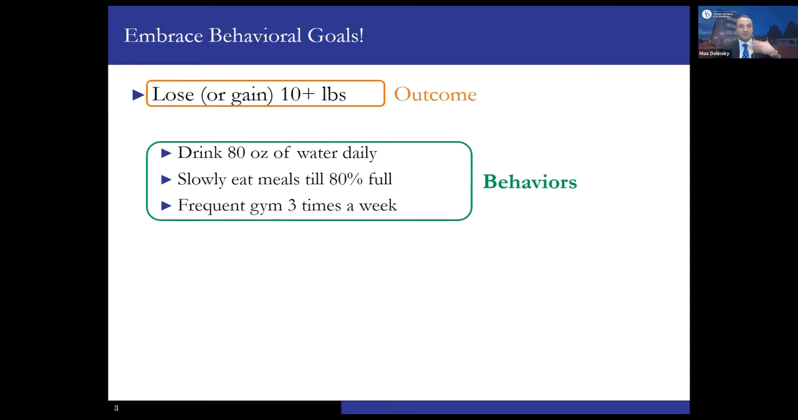So for example, we would have: drink 80 ounces of water every day, eat my meals slower and eat till I'm 80% full, go to the gym at least 3 times a week. Now, each of those goals I had full control over. And as I would reach them, they would become satisfying.